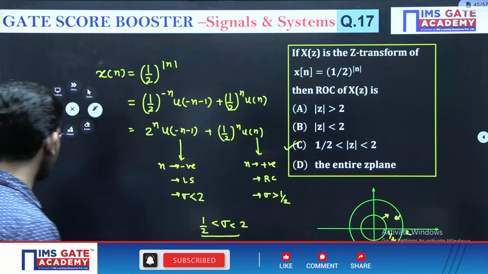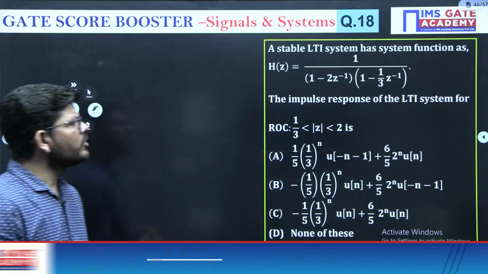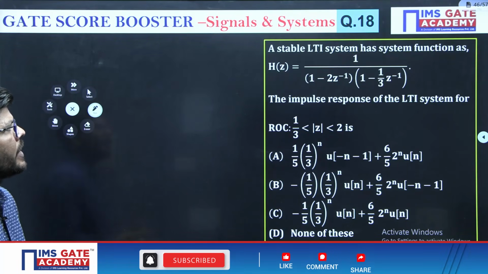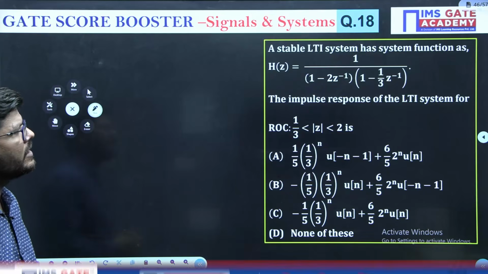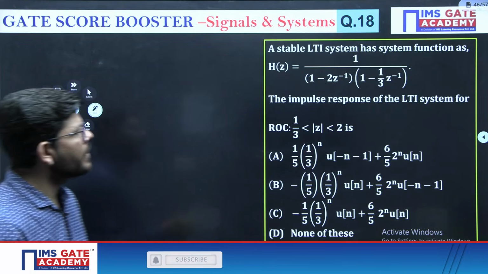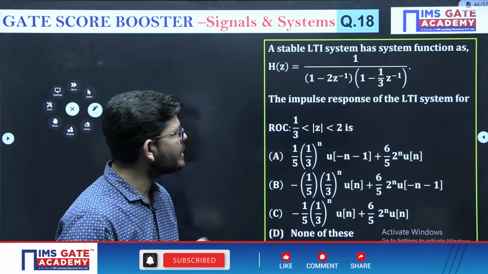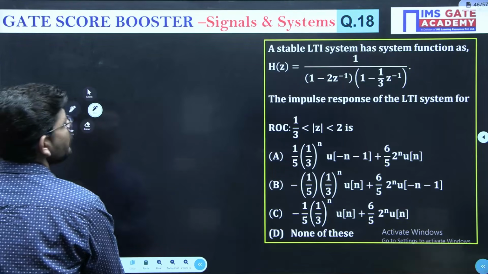Clear, guys? I hope it is clear. Now move to the next question. See this one. In this question, it is given that a stable LTI system has a system function. Then what will be the impulse response for this ROC? Okay, what will be the impulse response for this ROC?